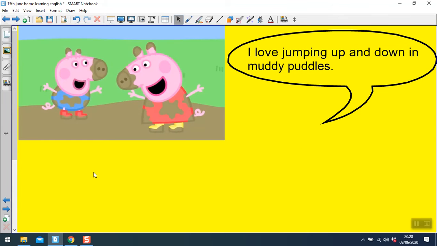Let's have a look at this picture. So here we've got George Pig and Peppa Pig, and Peppa Pig is saying, "I love jumping up and down in muddy puddles." They're the words that she's spoken. So you need to write down the spoken words at the beginning of the sentence, say who has spoken, and say any actions that they're doing. So because it's not a question mark or an exclamation mark here, I will just have a comma before I close my inverted commas. Pause the video while you have a go at this sentence.